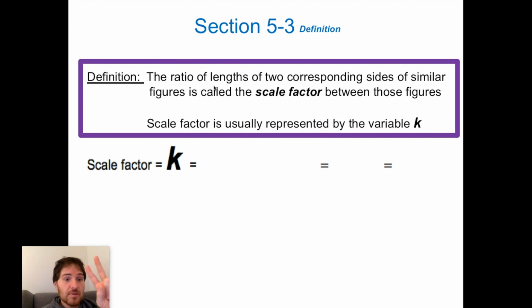So just take one pair of sides, find the ratio, and that's called the scale factor. And that'll be true for any corresponding sides in the two figures. I don't know if this is making sense. We'll see in a second.